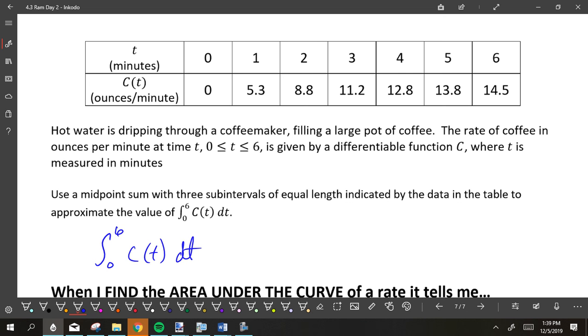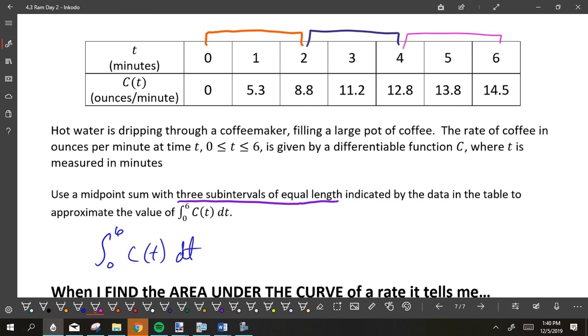We've got that interval. It goes from 0 to 6. We are splitting it up into 3 equal subintervals. If we're doing 3 subintervals of equal length, how far is each one going to be? 2. So draw your hats on your graph. Draw your connectors on your table. My first one is going from 0 to 2, and then from 2 to 4, and my last one from 4 to 6.